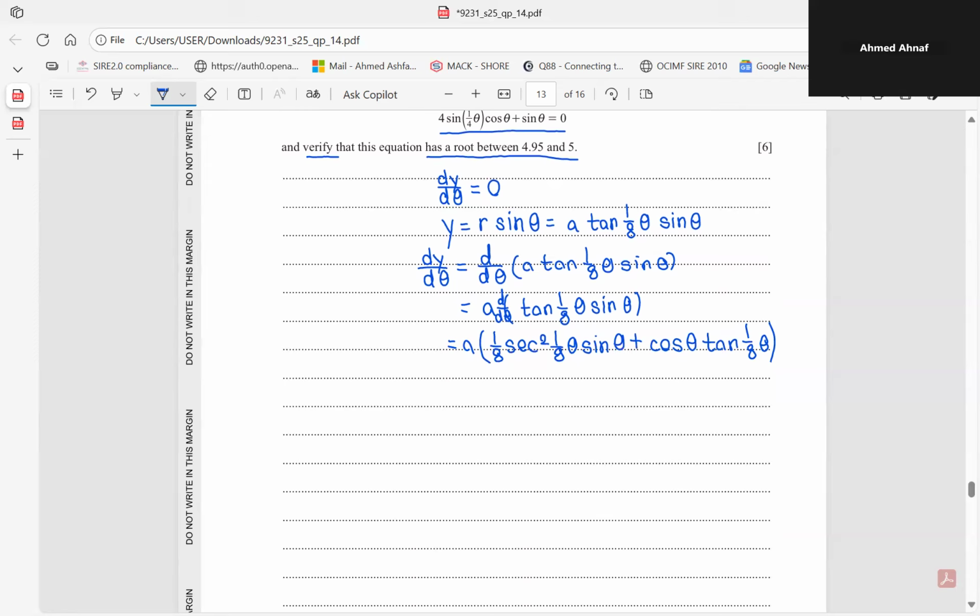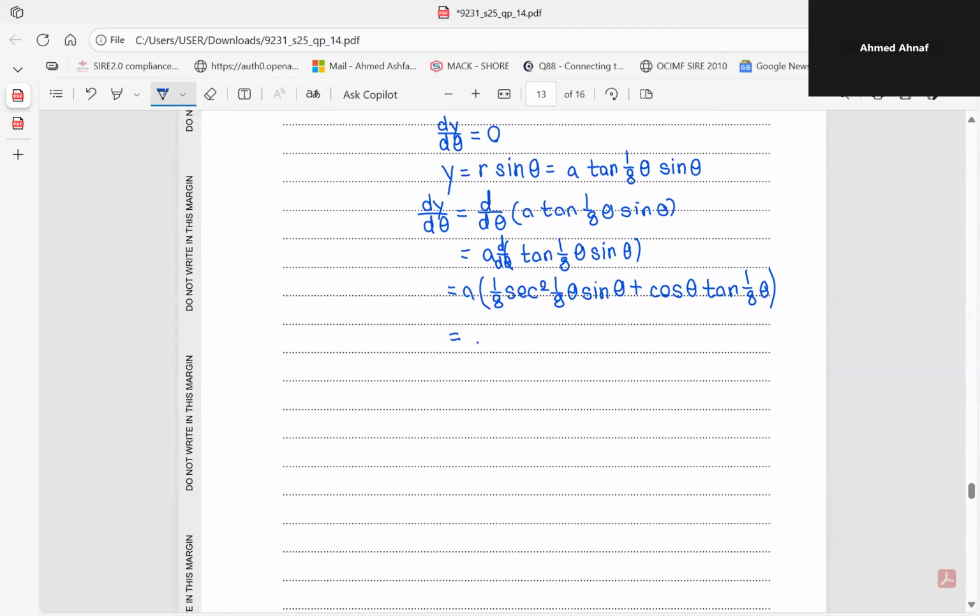All right, now let's express this whole thing in terms of just sine and cosine. Okay, so this secant 1 over 8 we can rewrite as 1 over 8 cosine square 1 over 8 theta. And then this is times sine theta plus cosine 1 over 8 theta, cosine theta, sine 1 over 8 theta.